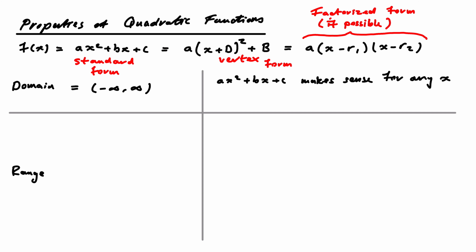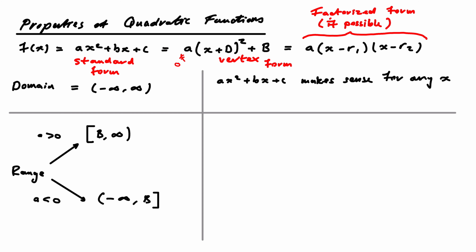The range, well, it splits into two possibilities depending if a is positive or negative. So if a is positive, the range turns out to be everything from b onwards, inclusive of b. And if a is negative, remember I'm assuming a is non-zero in all of this because it's a quadratic equation, then it's the other way around. So it's from minus infinity to capital B, inclusive of b. So why is this the case?